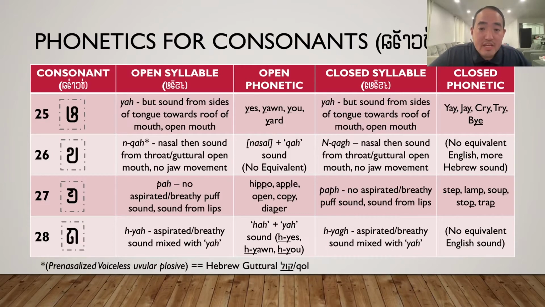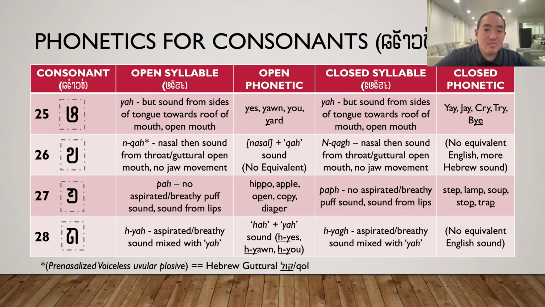For the closed syllable, it'll be pap, right? The initial onset doesn't have an aspirated, breathy puff sound, but as you are closing, you'll hear more of a breathier sound, like in the words step, lamp, soup, stop, or trap. That's how you pronounce the closed phonetic for ba, bap. Now on to number 28.